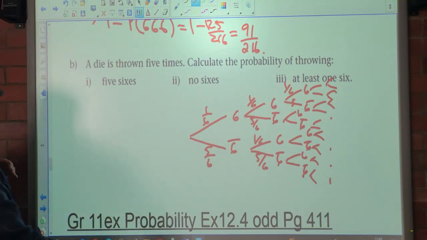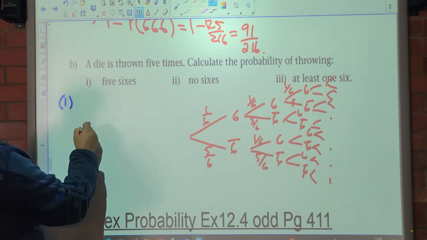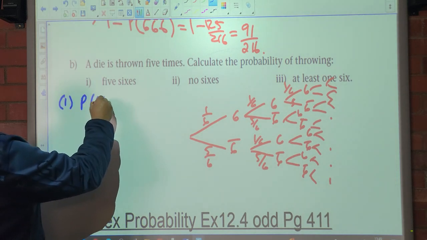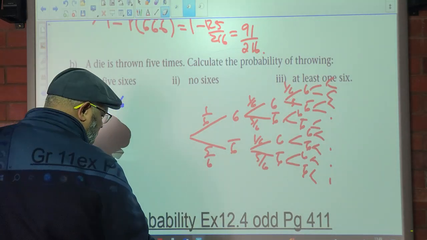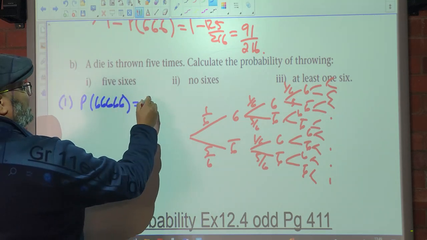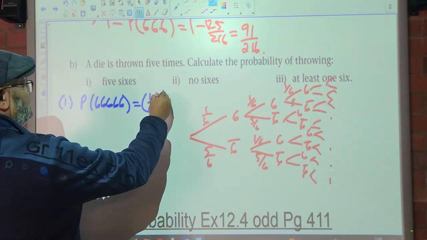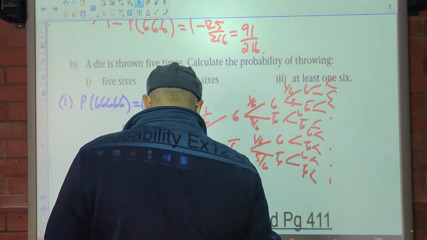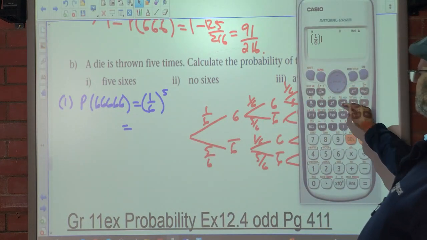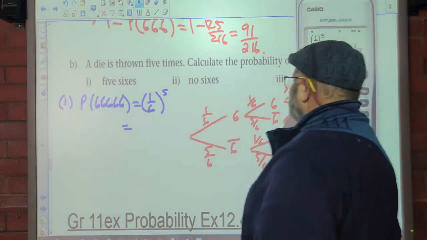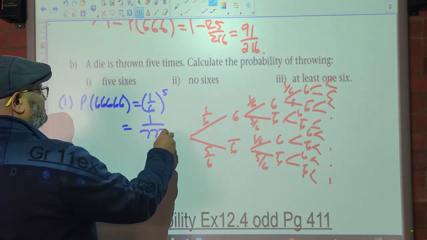Again, number 1. A die is thrown 5 times. Calculate the probability of 5 sixes. That is going to give you 1 out of 6 times 1 out of 6 times 1 out of 6 times 1 out of 6 times 1 out of 6, which is 1 out of 6 to the 5, giving an answer of 1 over 7776. Is that correct?